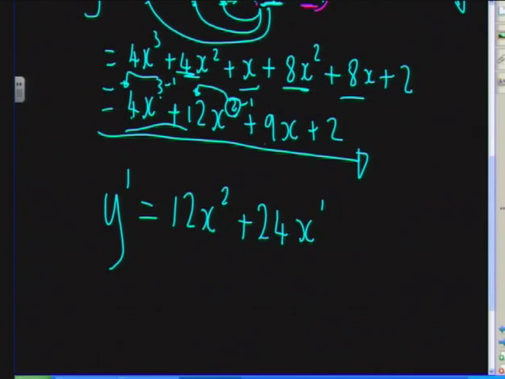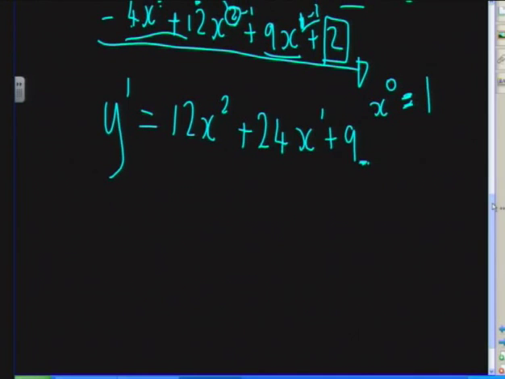All right? Next term, the power here is 1. 1 times the coefficient of 9 is just 9. From the power of the x, we subtract 1. 1 minus 1 is 0, and we get x to the 0. But x to the 0, remember from exponents, is 1. So therefore, I don't need to put anything next to the 9, because 9 times 1 is just 9. The derivative of the constant 2 is just 0, so we leave it out. So this gives me the gradient of the curve.